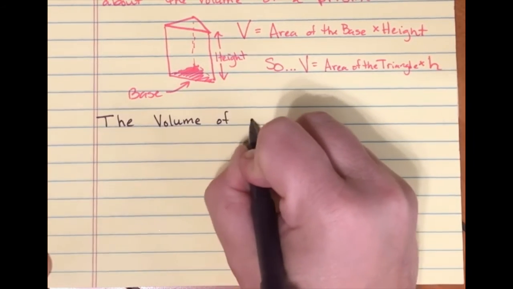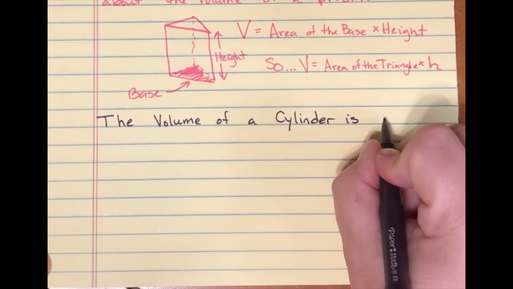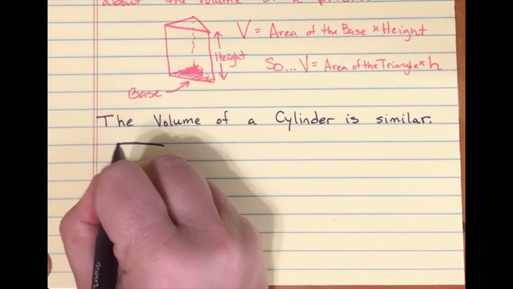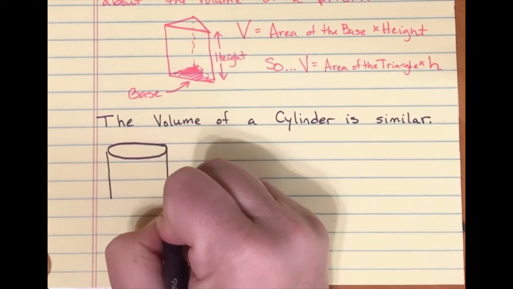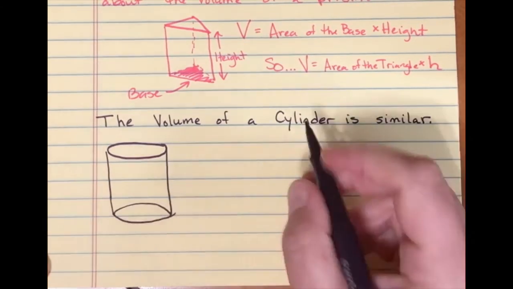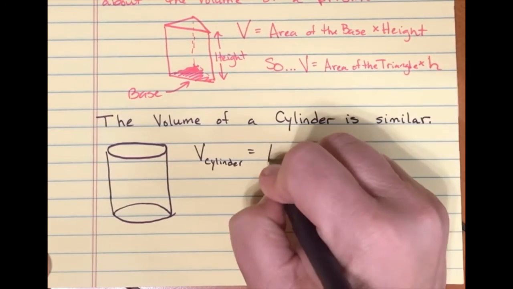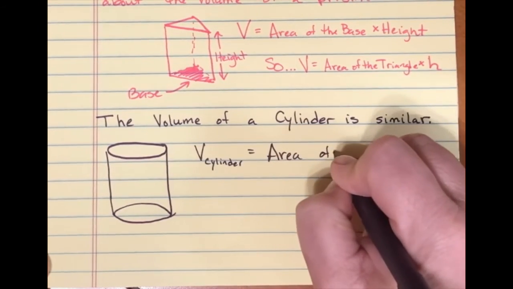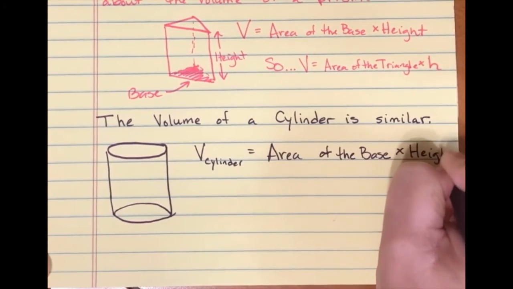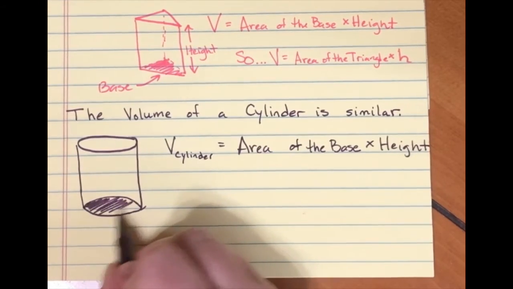It's the same idea. So if you understand the concept of volume, then the volume of a cylinder is not that tricky. Basically, just like we found the area of the base times the height of a prism with a rectangular base or a triangular base, we're going to do the same thing with a cylinder. So the volume of a cylinder is going to be the area of its base times its height. But a cylinder has a circle for a base.